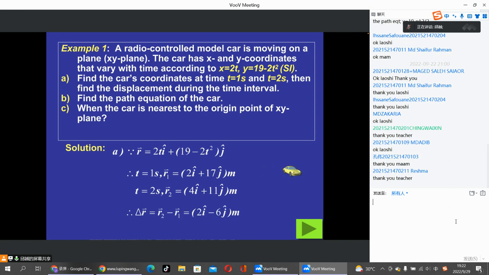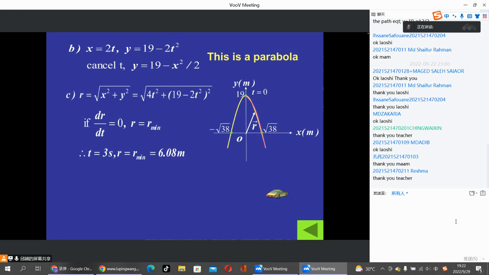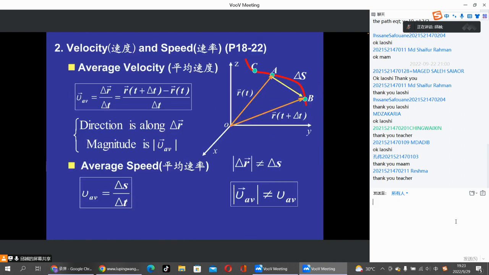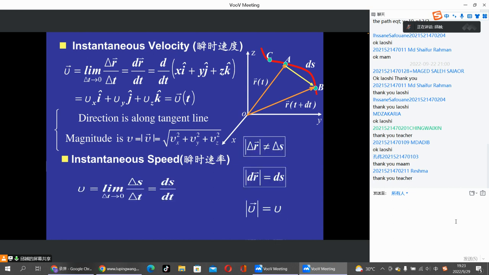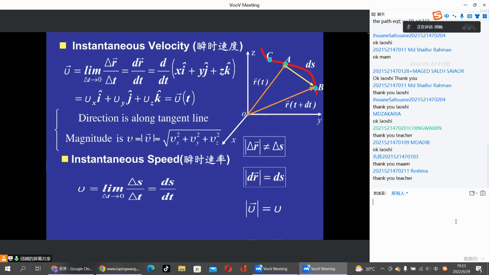Then we learned how to solve the problems with the equations. Okay, here we have solved this problem. And then we learned about the velocity and the speed. And then we distinguished in which circumstance the velocity equals the speed.